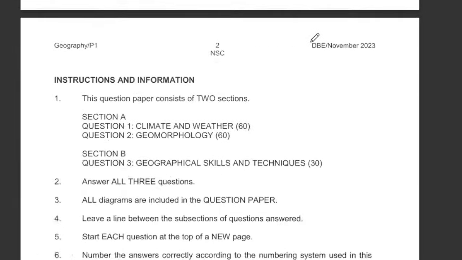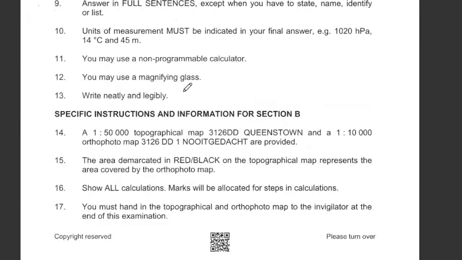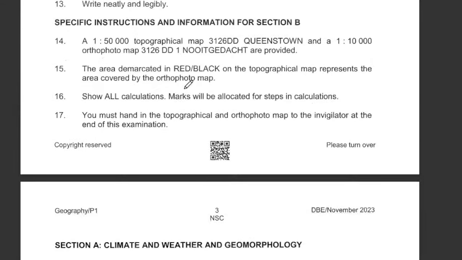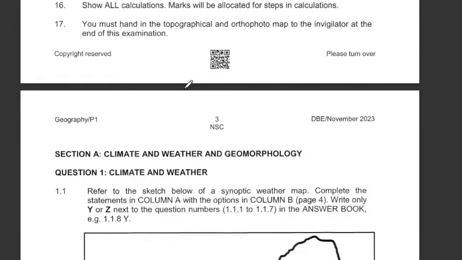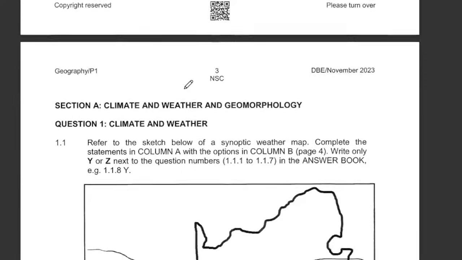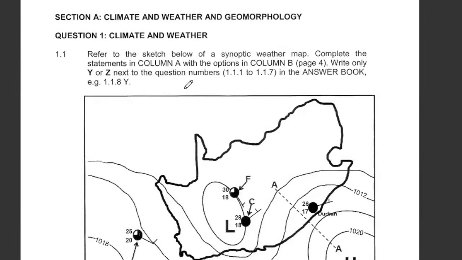Good day, good people. We're here to go through this geography paper that we have on our screens. Please ensure that everything is visible, and we are not going to go through the instructions. We shall start directly from the questions. Okay. Question number 1.